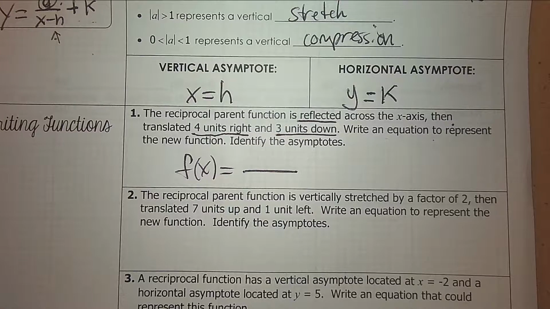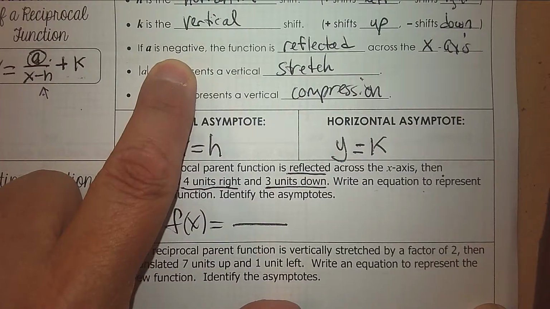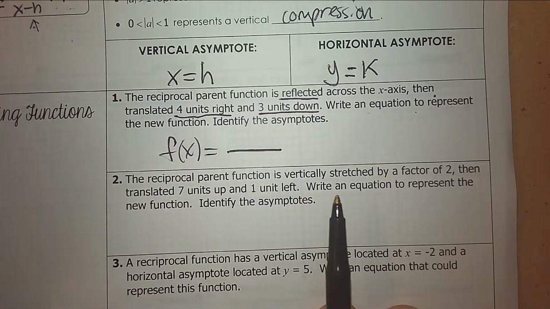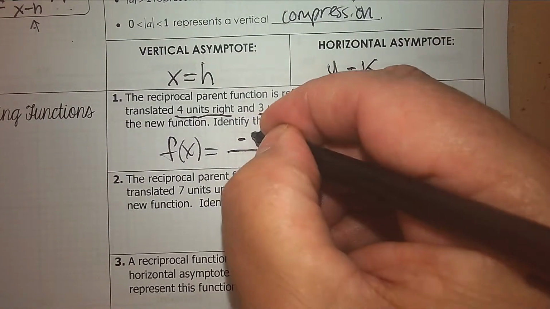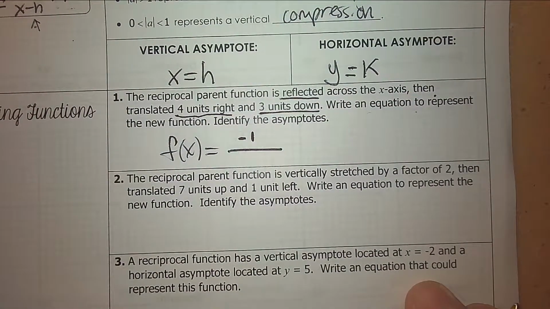If it's reflected, what does that mean? What is A? Negative. Do you see a stretch or compression? No. So it's just negative what number? But if you don't see a stretch or compression, it just stays 1. So it's negative 1. What's the next thing you know?